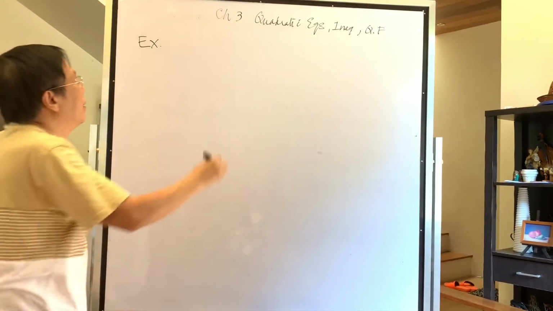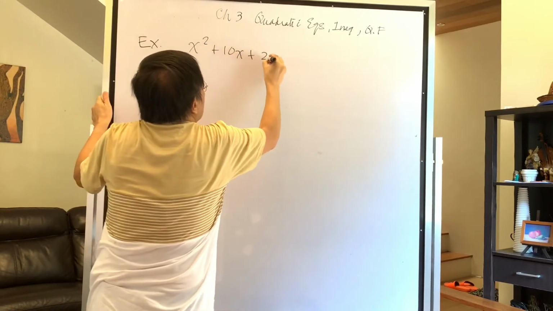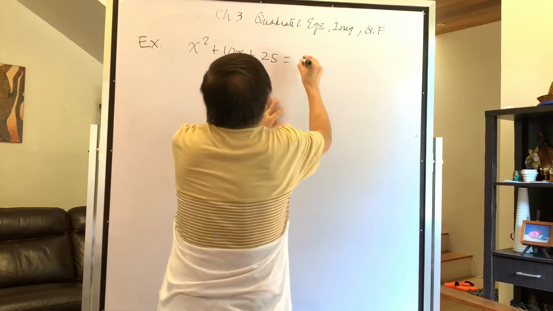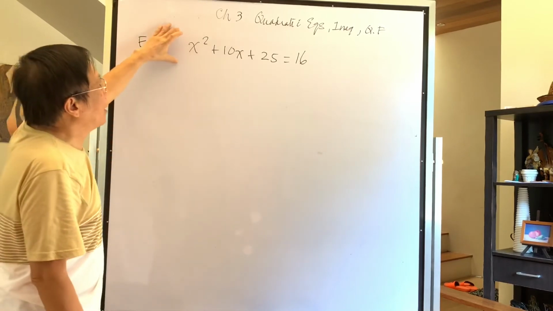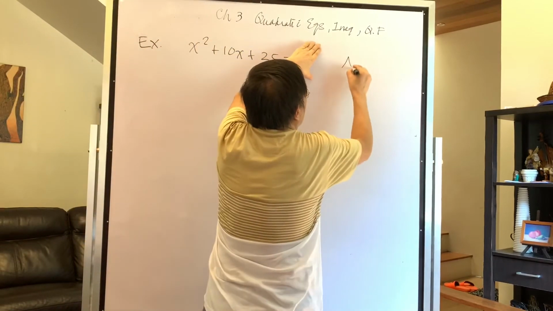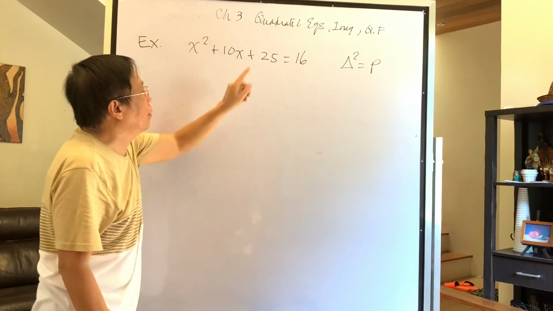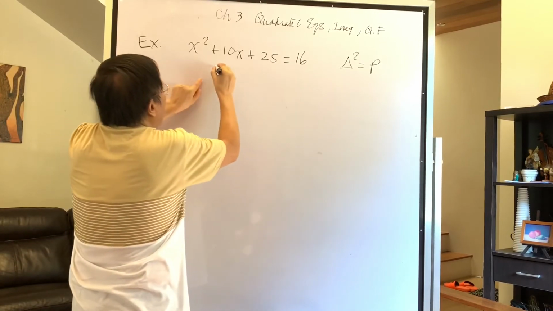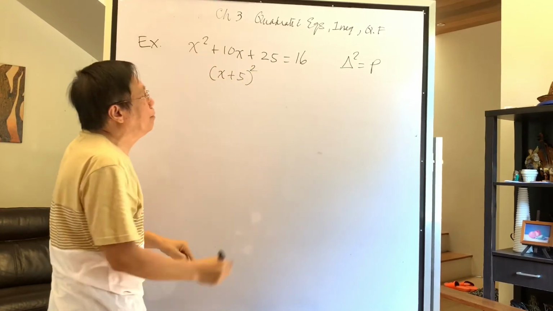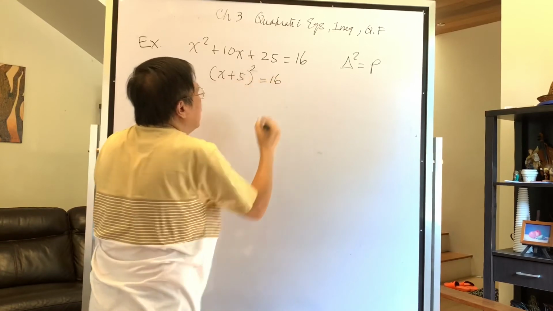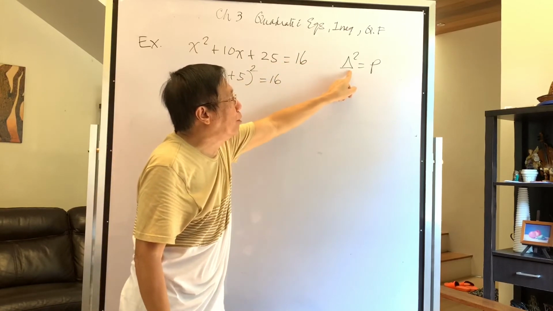Let's have this last example. Suppose we have x squared plus 10x plus 25 equals 16. Our objective here is to write this equation in the form triangle squared equals p. Recognize that x squared plus 10x plus 25 can be written as a square of a binomial because that's actually a perfect square trinomial. Equals 16 here. Now, this equation we obtained is of this form already.